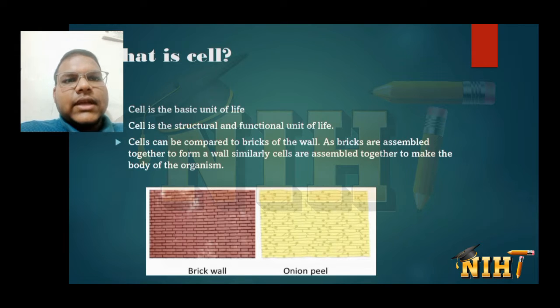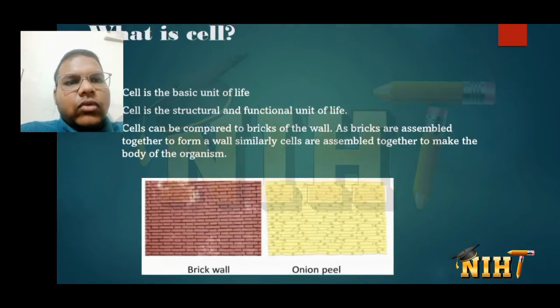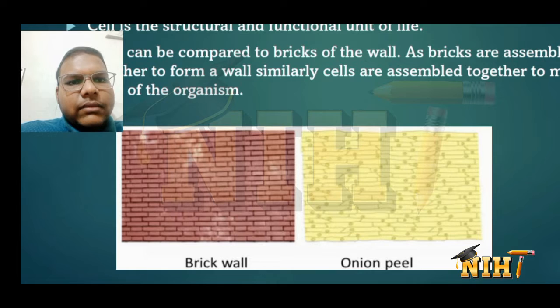What is cell? Cell is the basic unit of life. Cell is the structural and functional unit of life. Structural means it forms the structure of the body, and functional means it carries out the vital functions that are necessary for survival. Cells can be compared to the bricks of the wall. As we can see here, the bricks are assembled together to form the wall. Similarly, cells are assembled together to form the body of the organism.